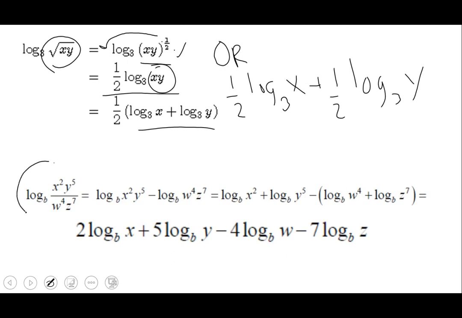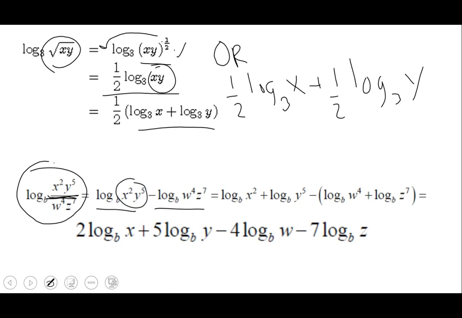There's a ton of stuff going on in the next example, but the thing you'll notice most of all, yes, there are exponents, yes, there's multiplication, but at its heart, this is a division problem because the whole thing is being divided. So you're going to start by using the quotient property, which says you're going to do the log of the top minus the log of the bottom.